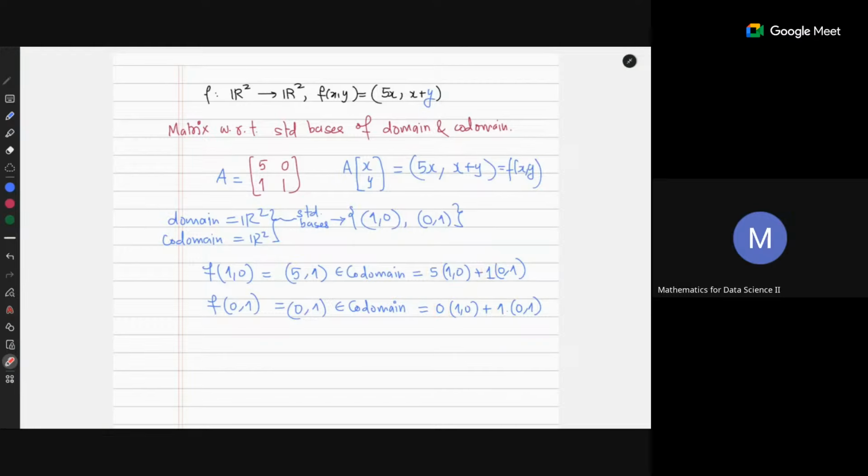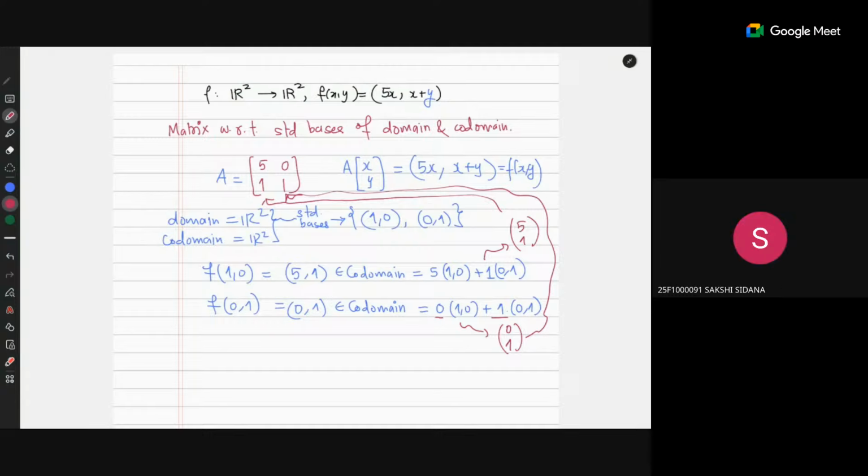Now, if you look at these coefficients of the first basis vector in terms of the basis vector of the codomain, this gives you a column 5, 1. It gives you basically a vector which is 5, 1, and it becomes the column of your matrix. Similarly, here you get 0, 1, and this gives you the second column.